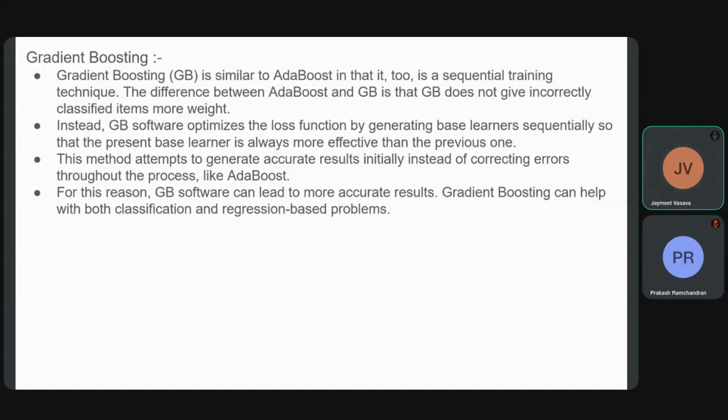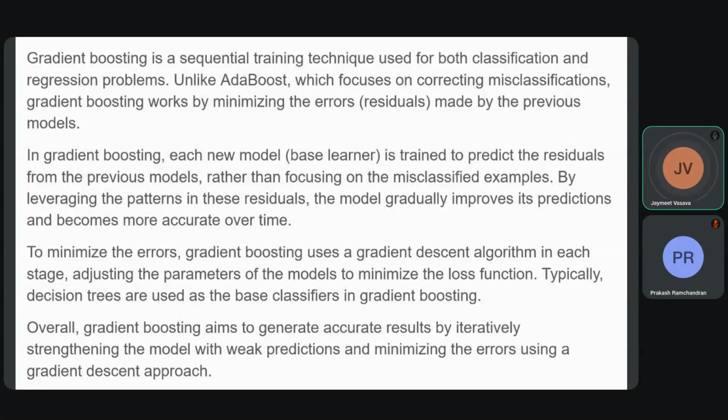This method attempts to generate accurate results initially instead of correcting errors throughout the process, like we saw for adaptive boosting. For this reason, gradient boosting can lead to more accurate results. Gradient boosting can help with both classification and regression based problems. So gradient boosting is a sequential training technique used for both classification and regression problems.